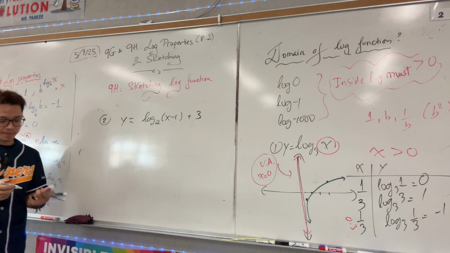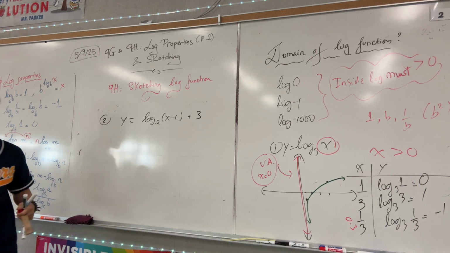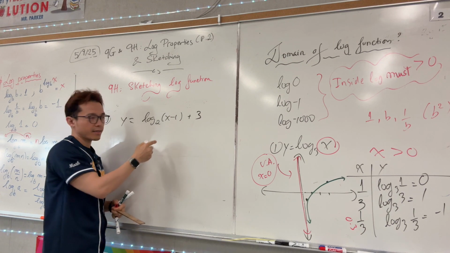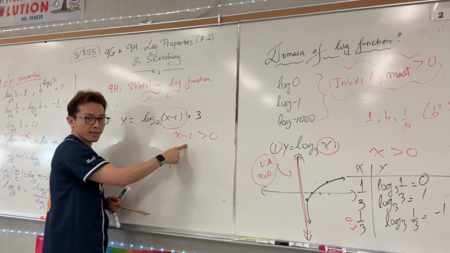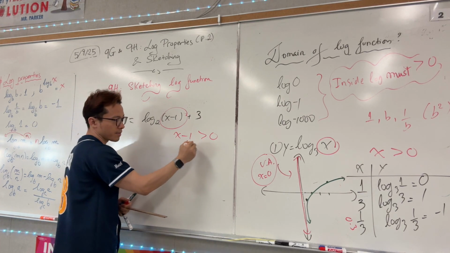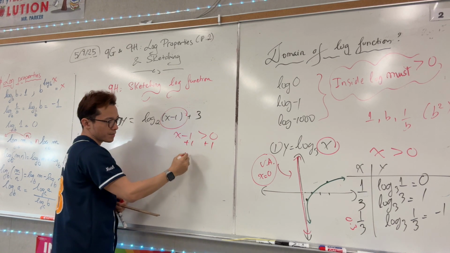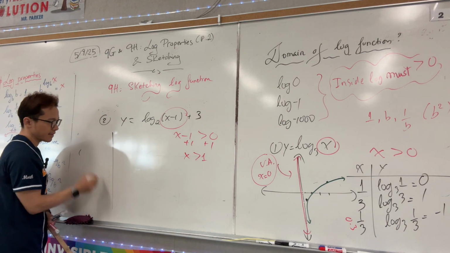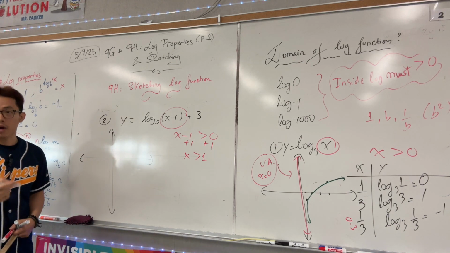Now, what is the domain? How do you find the domain? Inside of log must be larger than 0. What is inside of log here? x minus 1. Okay, x minus 1 needs to be larger than 0. Don't do the plus 3, okay? This one is not included inside. x larger than 1. So what is your VA? Yeah, the whole thing: x equal to 1, not just 1.